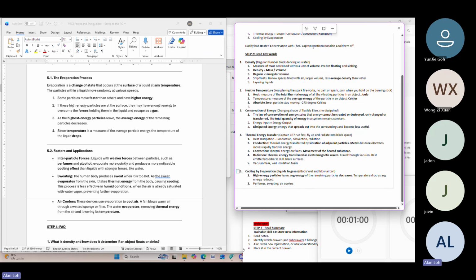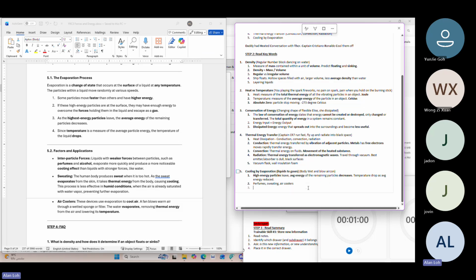Then Captain Cristiano Ronaldo is also explaining this subchapter: conductions, convections, and radiations. So, CCR. And then what is his function? He came over to cool your father, your daddy, and the Thor off. And that is evaporation.